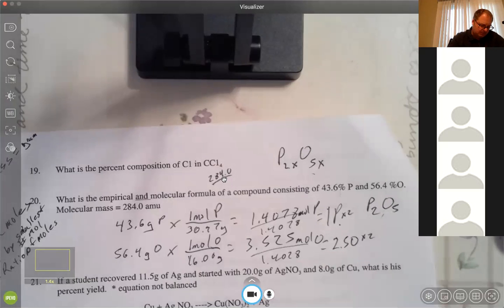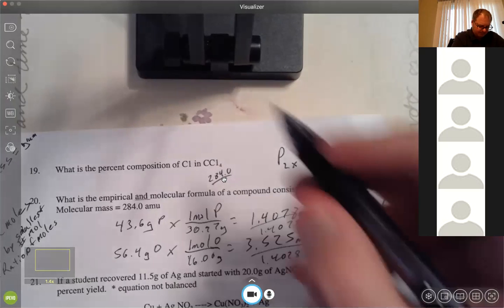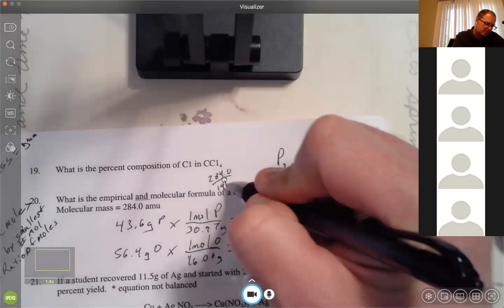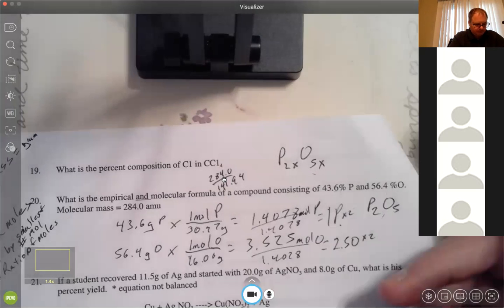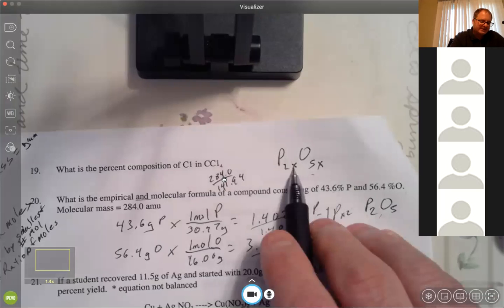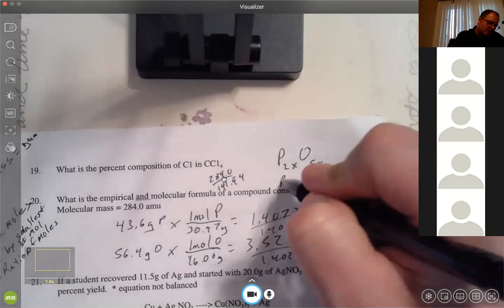So 2 times 30.97 plus 5 times 16. It's 141.94. So there we go. It looks like it's going to be 2, right? 284 divided by 141.94 is about 2.00008. So we need to multiply each of these by 2 because that X is now 2. So that's P4O10.